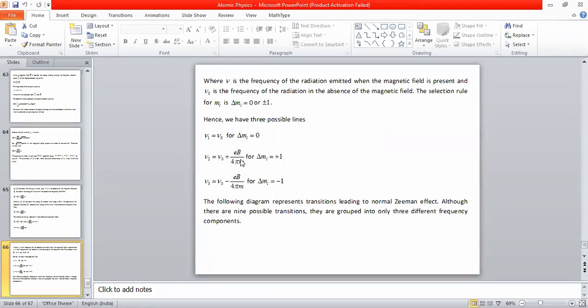So this eB divided by 4 pi m is actually the shift in frequency, the change in frequency of the two spectral lines compared to the original line, and this is what we call the frequency shift, or it is also called the Zeeman shift. Okay, now let us try to understand everything pictorially.